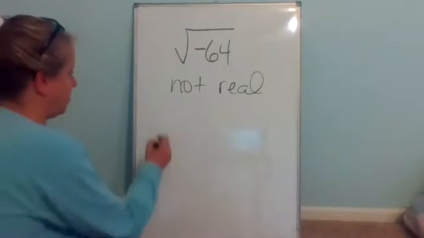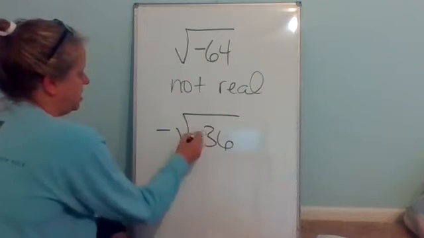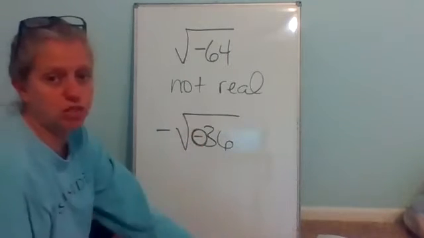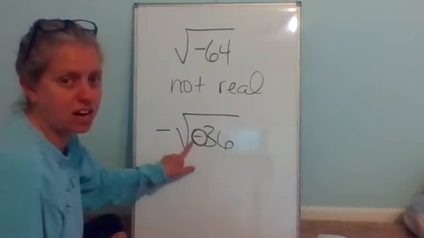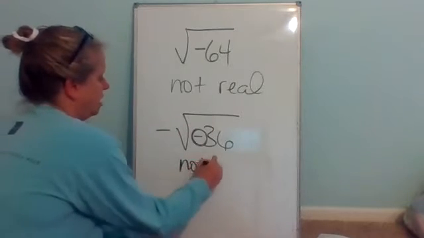Same with number 9. I have a negative on the outside, but I also have the negative on the inside. This right here, if you see that, it doesn't matter what's out here. If you have a negative underneath a square root, it is not real.